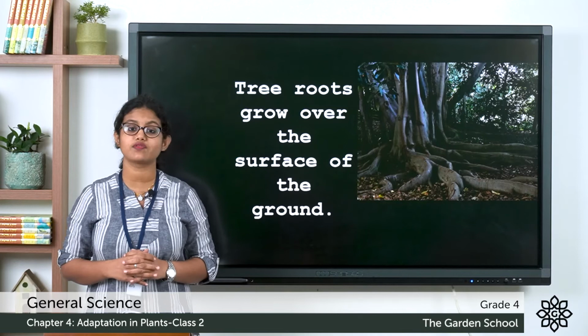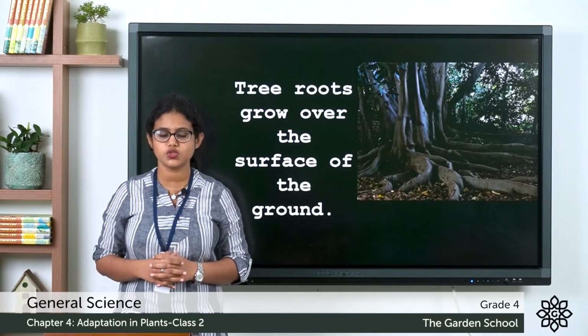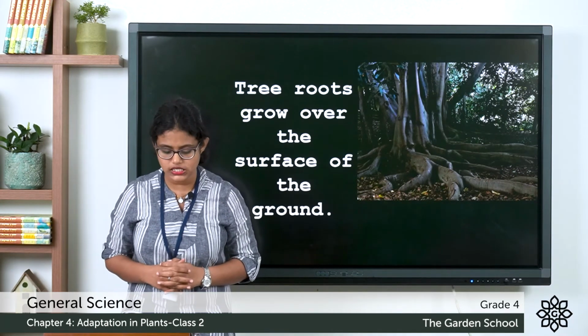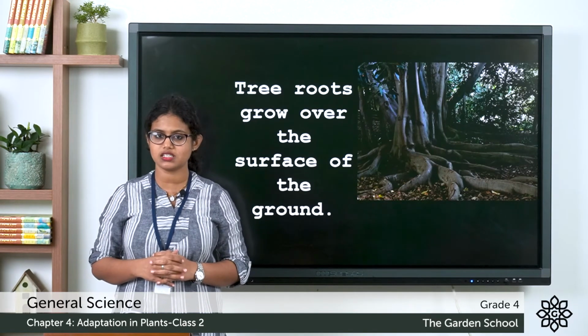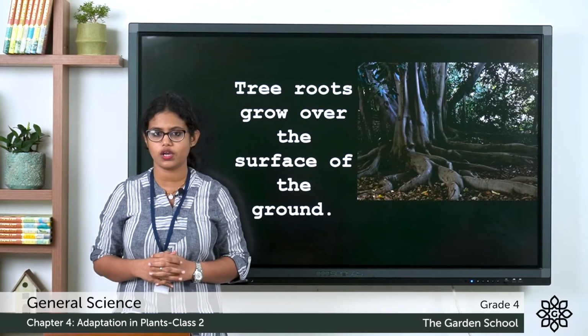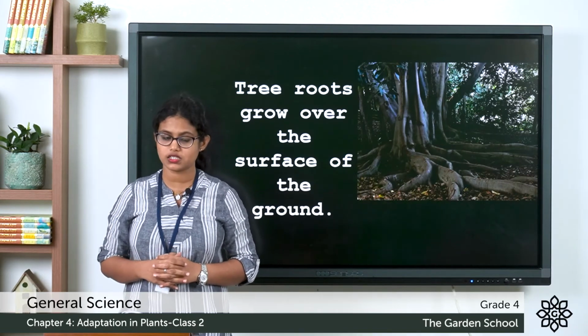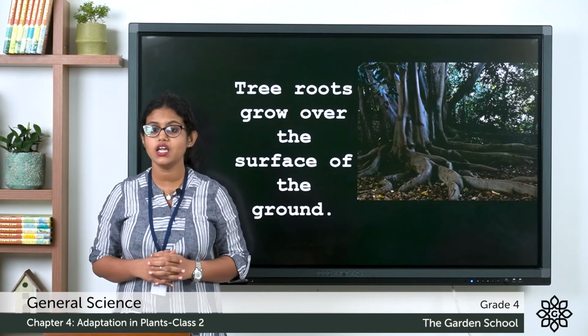Then again you have two questions given there. Plants growing in warm coastal regions are adapted to. Three options are given: less rainfall, low humidity, sandy soil. So what is the answer? The answer is sandy soil. In coastal regions, the plants are adapted to sandy soil, heavy rainfall and high humidity.